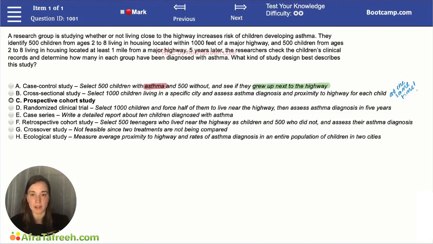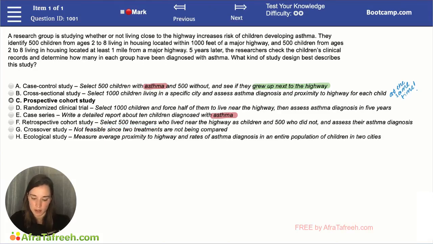To make this a case series, we would select a small group of children, so let's say 10 children, who have our outcome of interest, and we would write a detailed report about their environments. And from this, we might develop a hypothesis about certain exposures. So for example, we might see that a lot of children who are diagnosed with asthma seem to live near the highway, and from there we could run these other more rigorous studies.